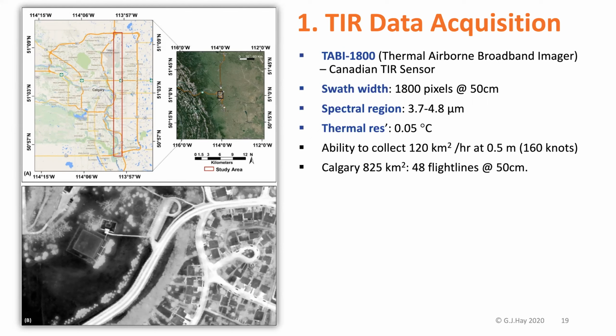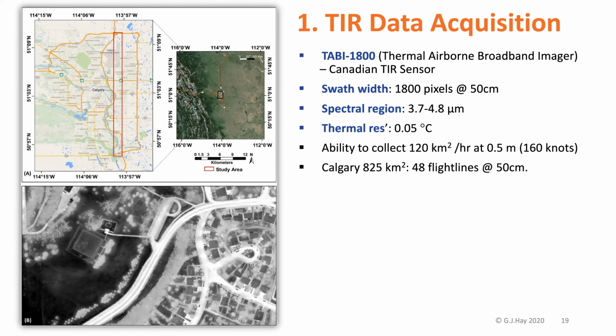The sensor we use is called a TABI 1800, and this stands for Thermal Airborne Broadband Imager. It's a broadband imager. We only collect a single channel of data between the spectral region of 3.5 and 4.8 micrometers. Satellites typically collect from about 11 to 14 or 11 to 16 micrometers. We collect through 3.7 to 4.8 because it has better haze and smoke penetration, and this is increasingly used by folks that are working with fires. The sensor is 1800 pixels wide, and we typically collect between 25 and 50 centimeters.